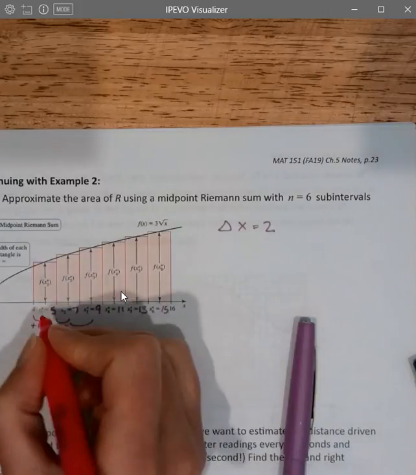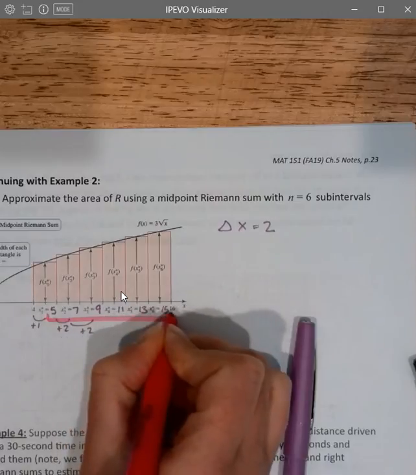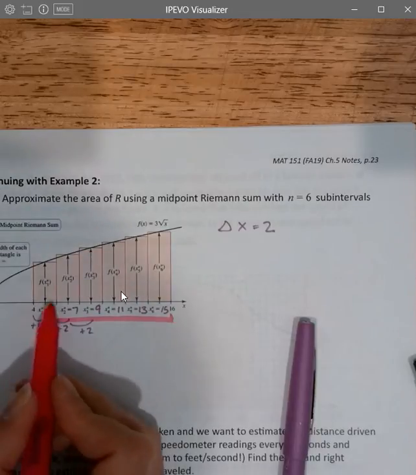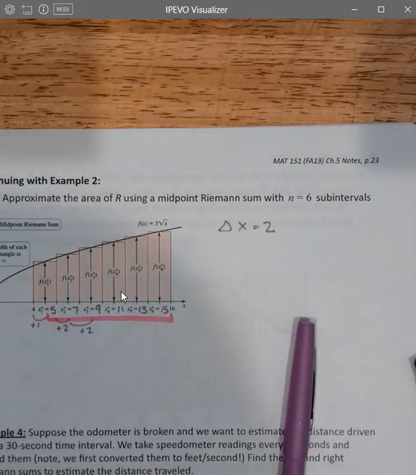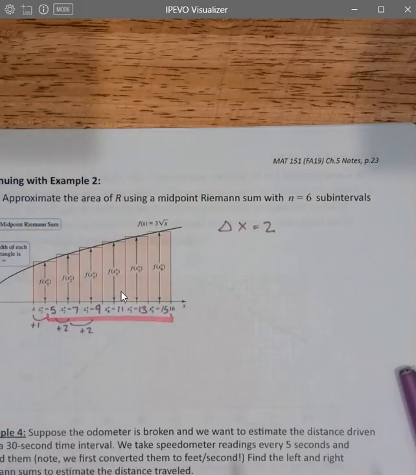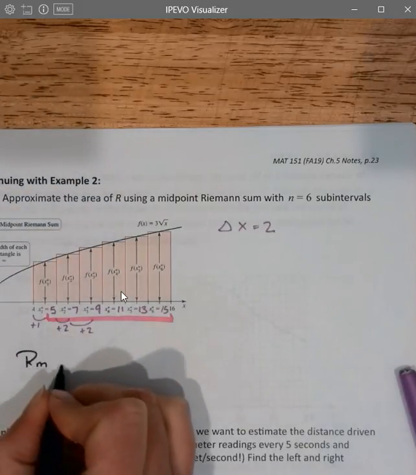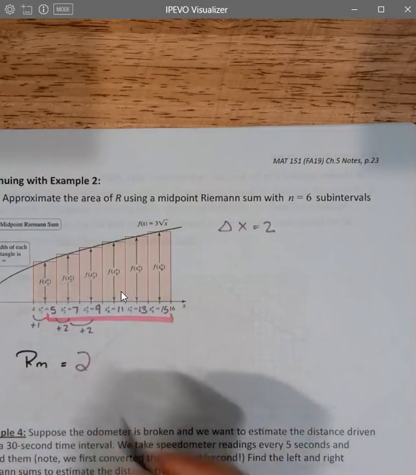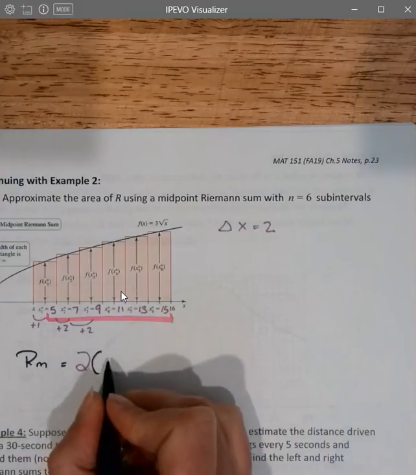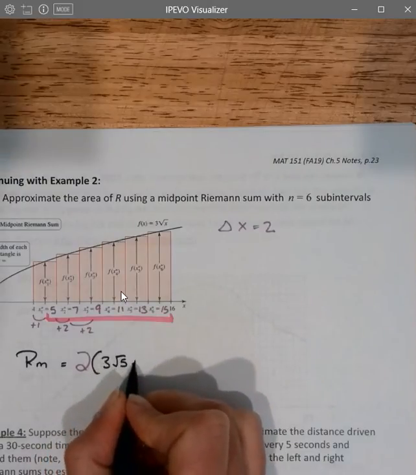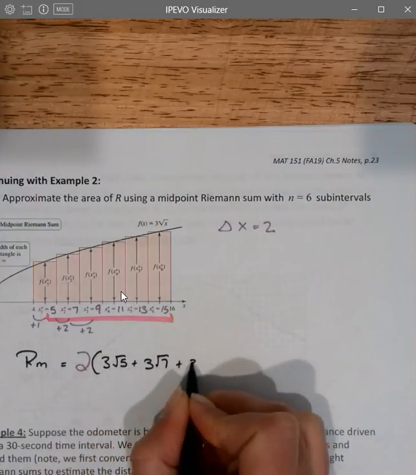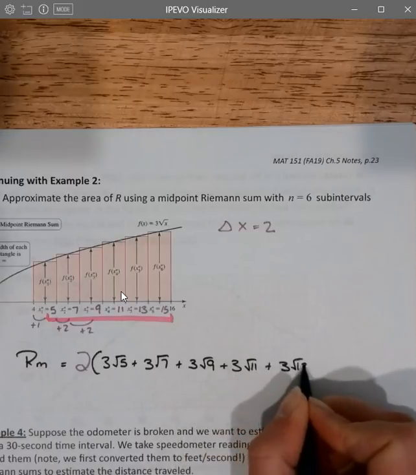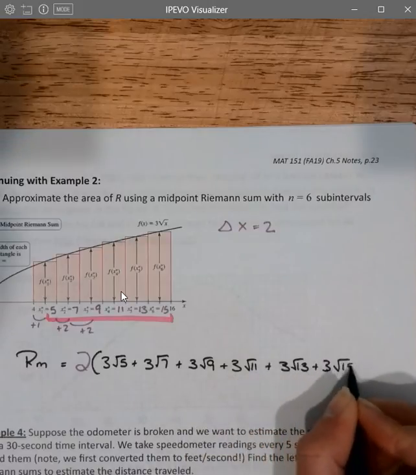And so we should have 6 new numbers. We're not using either of the 2 original endpoints right here. We're using those 6 midpoints. So this interval was 4 to 6, its midpoint is 5. That hopefully makes sense. Okay, so the function is still 3 square root of x. So the mid Riemann sum is going to be our delta x, which is 2. We'll factor that out. And then I need 2 times 3 square root of 5 plus 3 square root of 7 plus 3 square root of 9 plus 3 square root of 11 plus 3 square root of 13 plus 3 square root of 15.